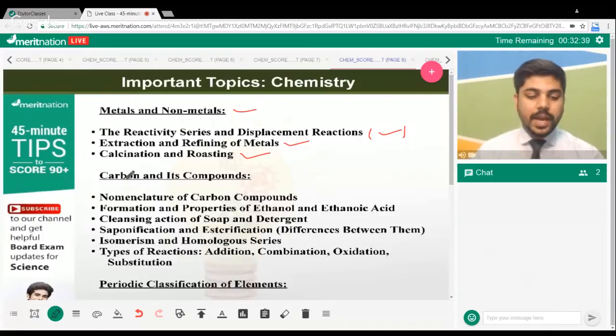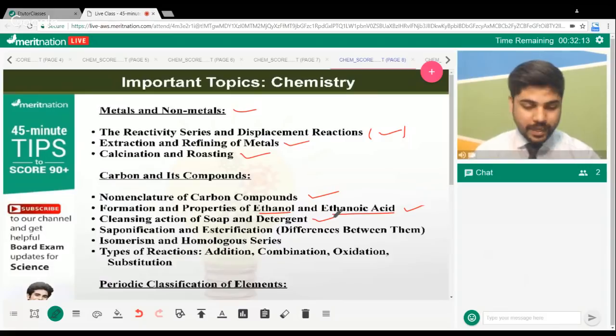And if I talk about the second chapter, that is carbon and its compounds, we should know the nomenclature of carbon compounds. This is something you cannot afford to lose. Nomenclature of carbon compounds, formation and properties of ethanol and ethanoic acid, again an important part. Cleansing action of soap and detergent, this is something I believe you already know, but again you should know basically how to summarize the theory in words.